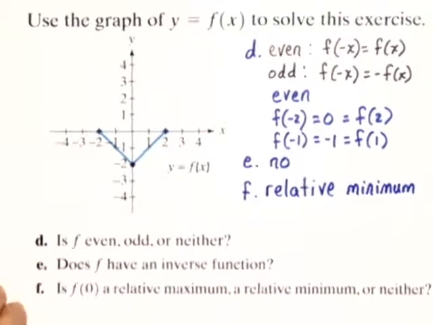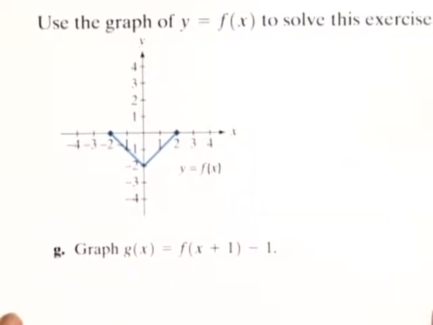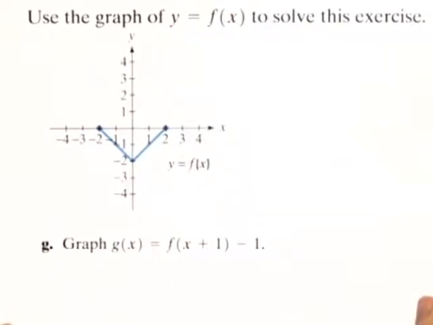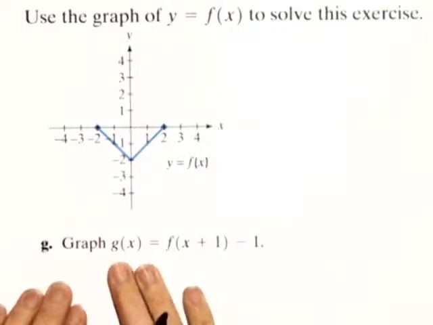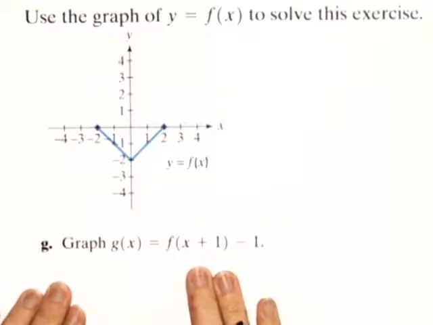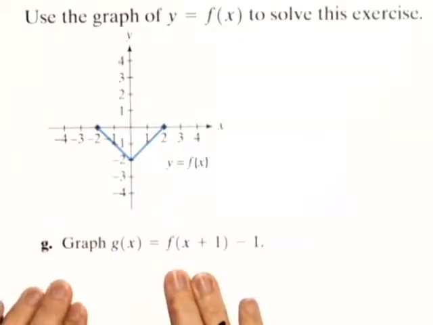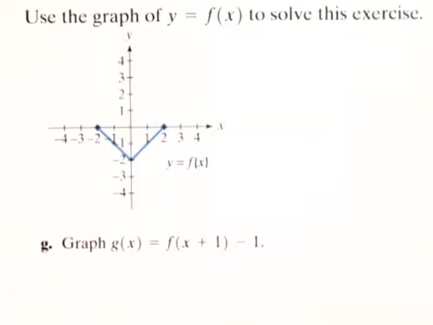Let's move on to part G. We want to use the graph of y equals f of x to graph a new graph, g of x. And this is just a transformation. It's f of x plus 1 minus 1. So what does this really mean?